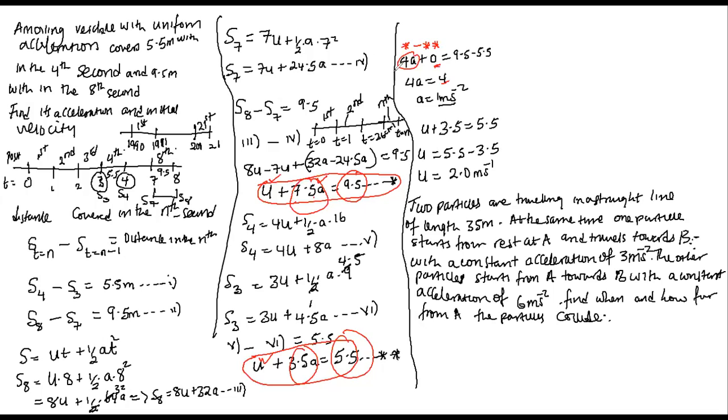Okay. With this, we are saying we have point A, point B. These points are 35 meters apart.